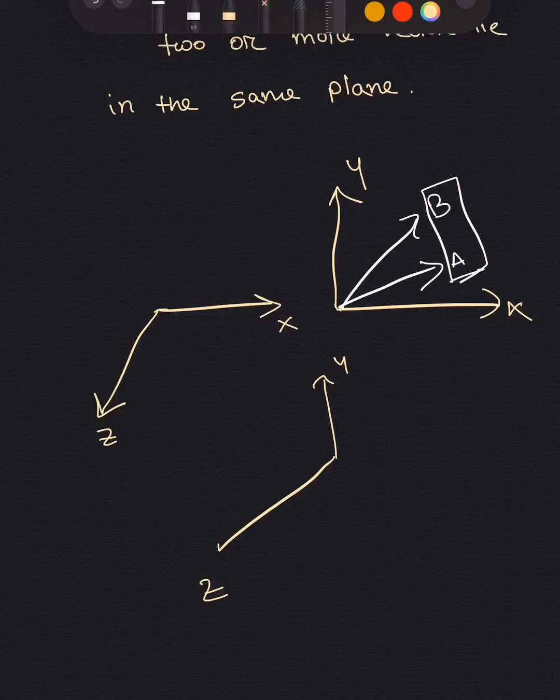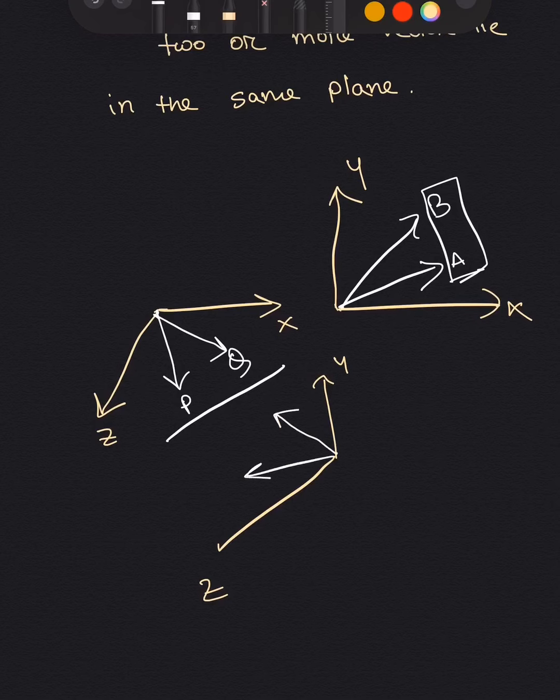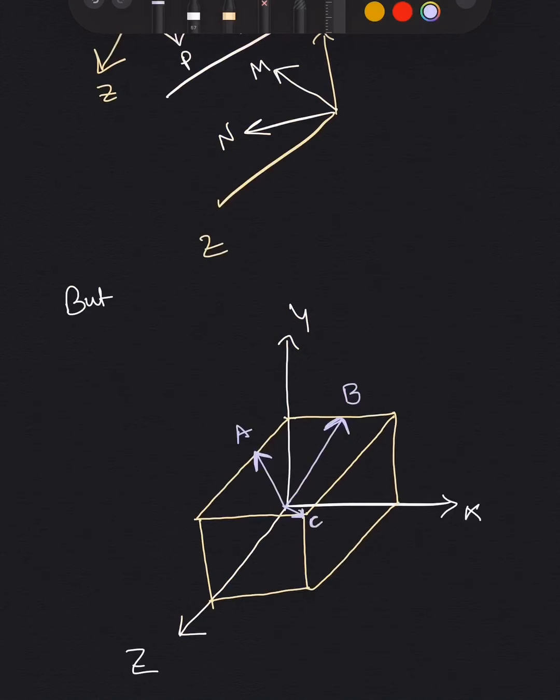And in the case of the xz axis, if two vectors are P and Q, these two vectors lie in the same plane, so they are also called coplanar. And in case of the yz axis, if there are two vectors, they are also called coplanar. But if there are three axes, then what will happen?